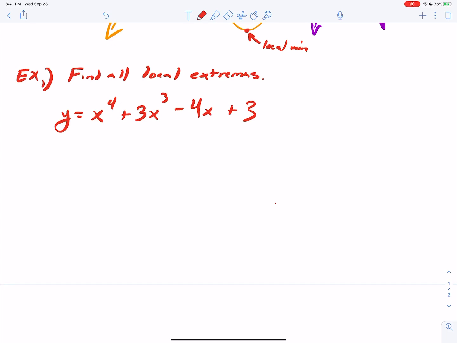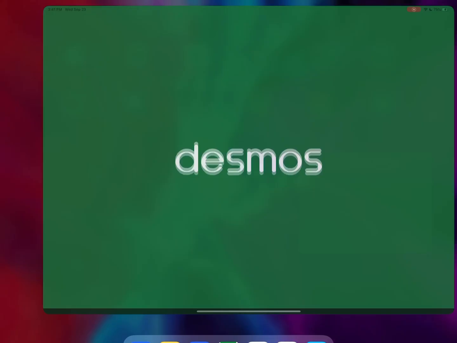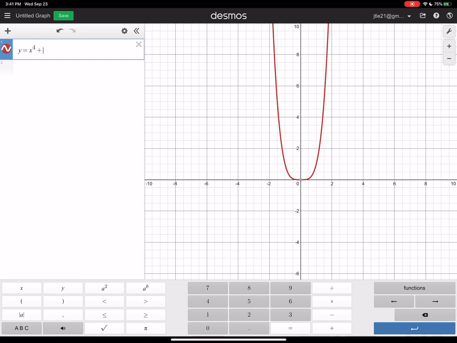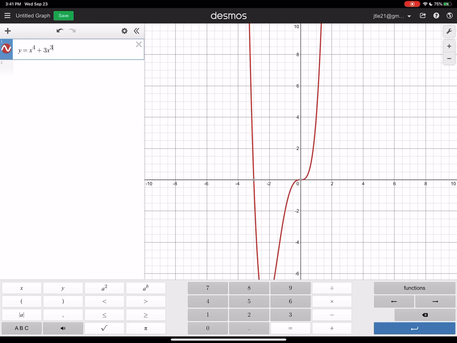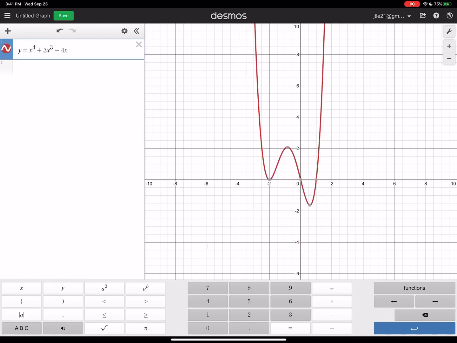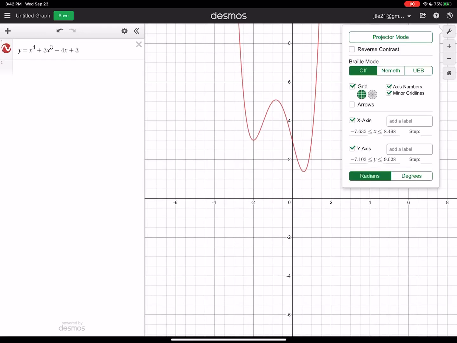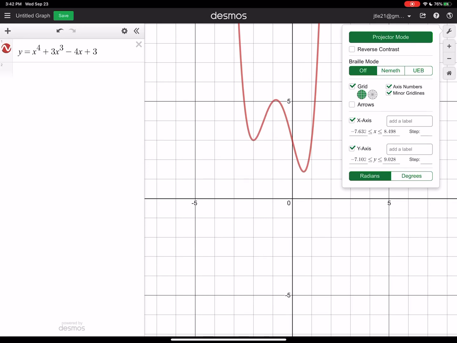So what we're going to do is we're going to go on the Desmos. If you have a graphing calculator and you know how to use it, by all means, use it. So we're going to type it out. We're going to have y equals x to the 4th plus 3x cubed minus 4x plus 3. Okay, so we have this picture here. Based on this picture, let me put it a little bit bolder for you guys.